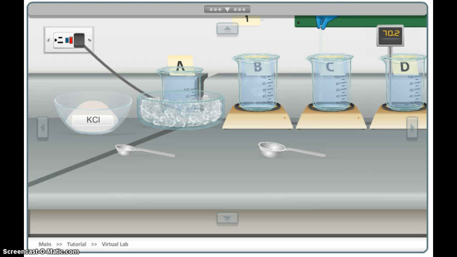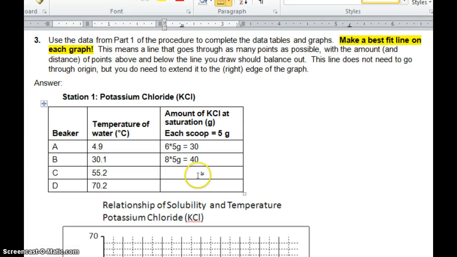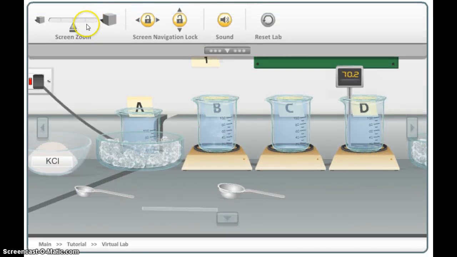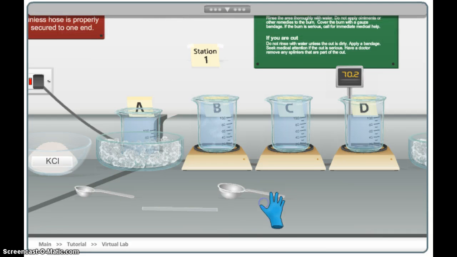Did it all dissolve? Nope. So is it saturated? Yes, it's saturated. So that took 9 scoops. And if it took 9 scoops and each scoop is 5 grams, how many grams total? 45 before it became saturated. Now, beaker D is the hottest. What does that tell you about how much can dissolve? Well, it's going to be more than 45 because it's warmer, because there are more collisions, and so it happens faster. And more can dissolve.